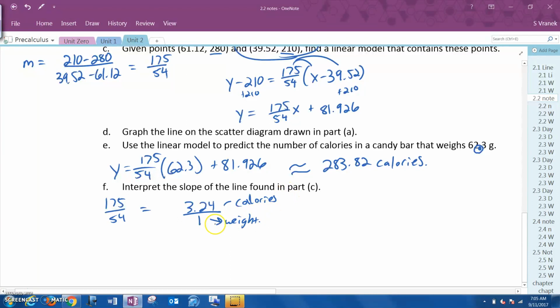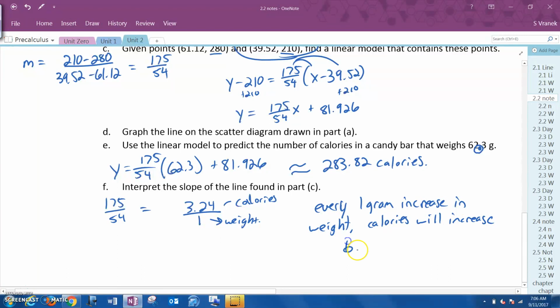And what this is saying is, for every 1 gram increase in weight, the calories will increase by 3.24. So every time you add a gram of weight to your candy bar, you're adding about 3.24 calories to your candy bar. That is what the slope is saying.